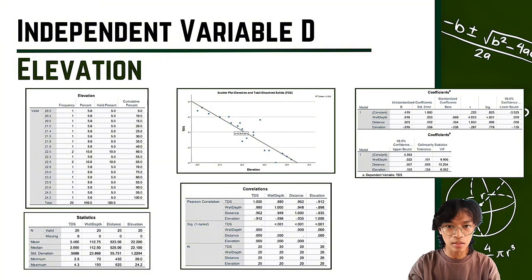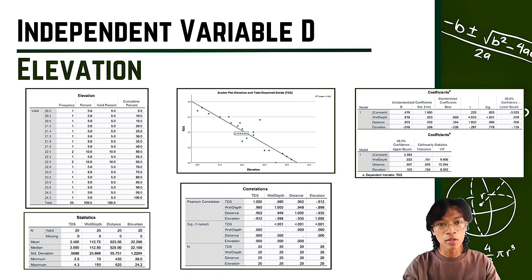This relationship can be seen in this scatter plot below, where the regression equation is y equals 12.9 minus 0.43x. This equation indicates that for every 1 meter increase in elevation, the TDS value decreases by approximately 0.43 units. And the graph also shows an R square value of 0.832, meaning that about 83.2% of the variation in TDS can be explained by the elevation alone.